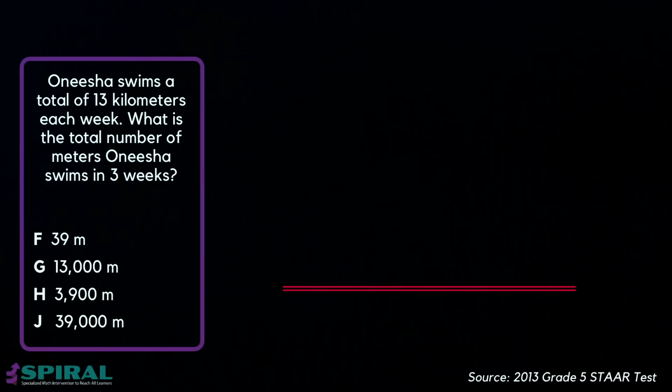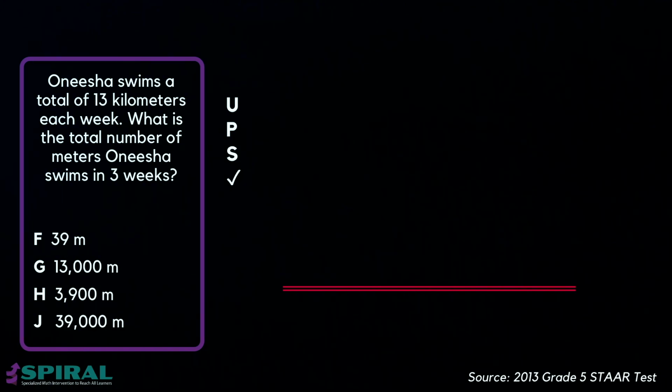To solve this word problem with length conversions, students can use the UPS check attack strategy or another attack strategy of their choosing. Here we will use UPS check, so I'm going to write UPS check on the side of the paper. Our U stands for understand by reading and underline our label, so let's first understand by reading the problem. It says Anisha swims a total of 13 kilometers each week. What is the total number of meters Anisha swims in 3 weeks?